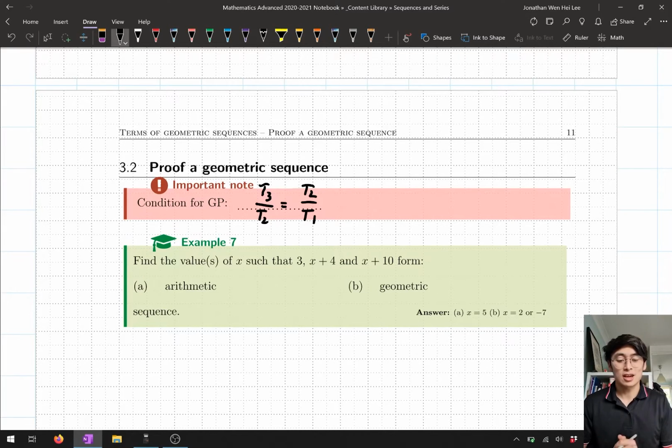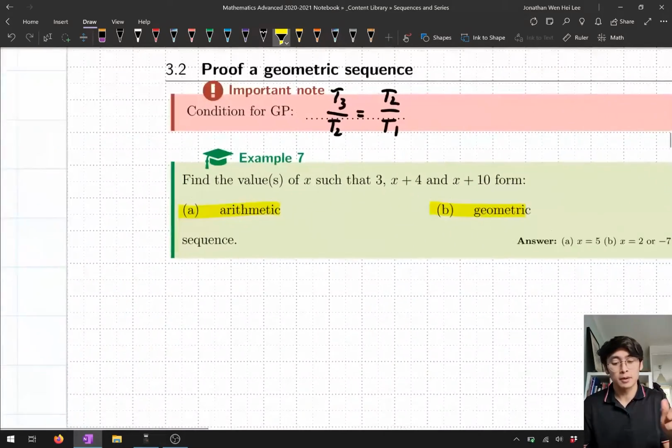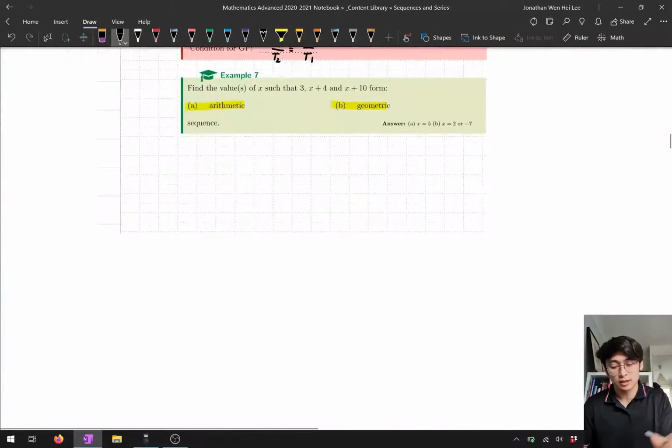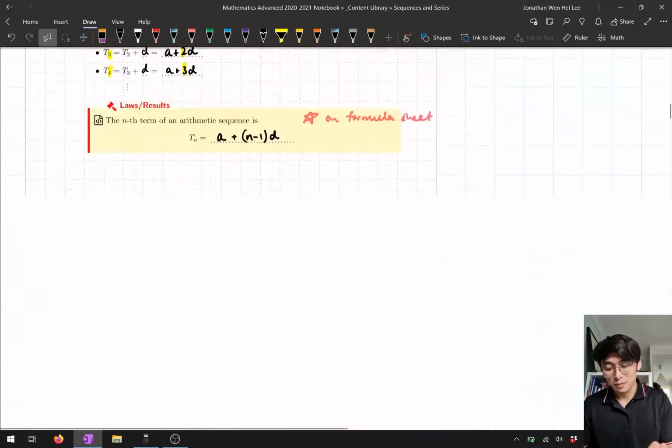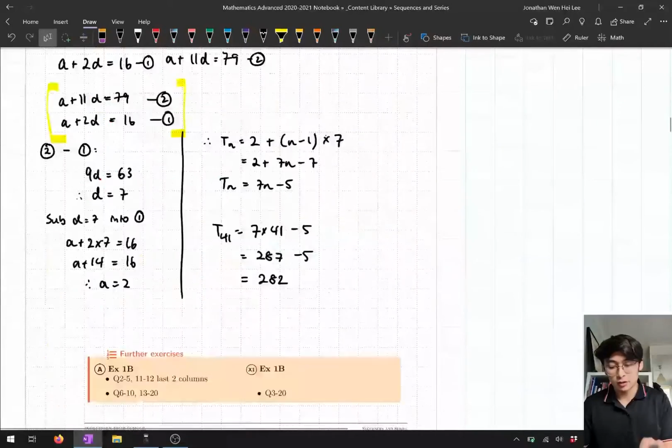Okay, so let's actually go and solve a few problems for our geometric progressions. The first one: find the values of x such that 3, x plus 4, x plus 10 form an arithmetic and a geometric progression sequence. So let's have a look at what happens when we've got an arithmetic progression. If you remember, this is actually just to highlight the differences between the two.